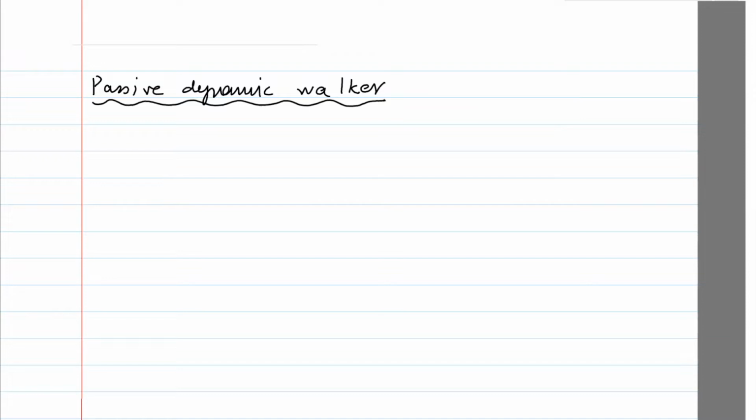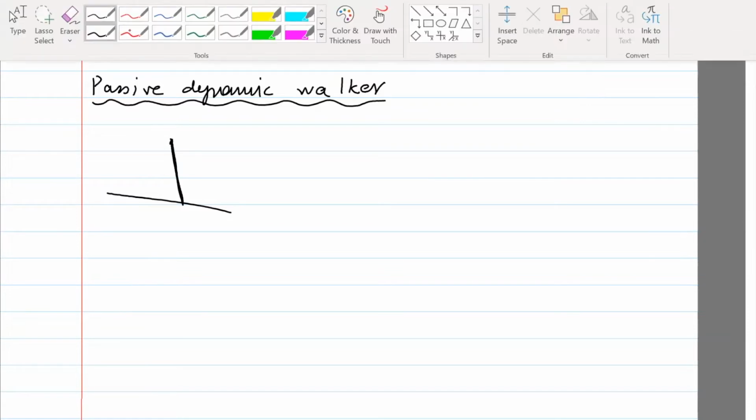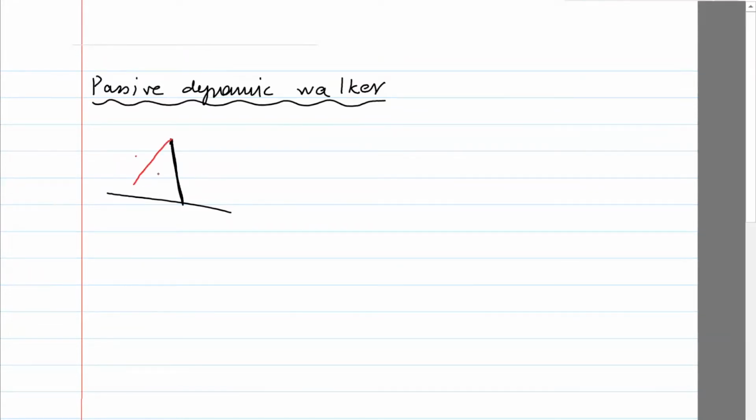So in this case, just like we talked about the bouncing ball, where we had phases of motion, we have phases of motion for the walker. So we have a phase where one leg is on the ground and the other leg swings, right? And this is what people call a single stance phase.